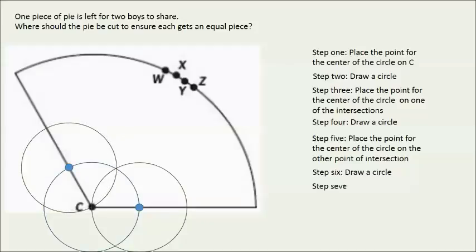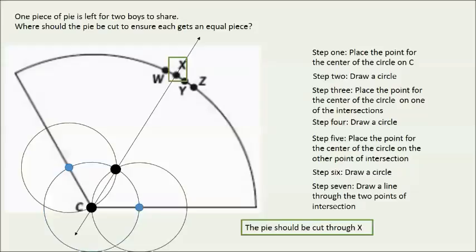Now, if I take my 2 points of intersection and draw a line, I see that I hit point X. So if I cut the pie through CX, I'll get 2 equal pieces.